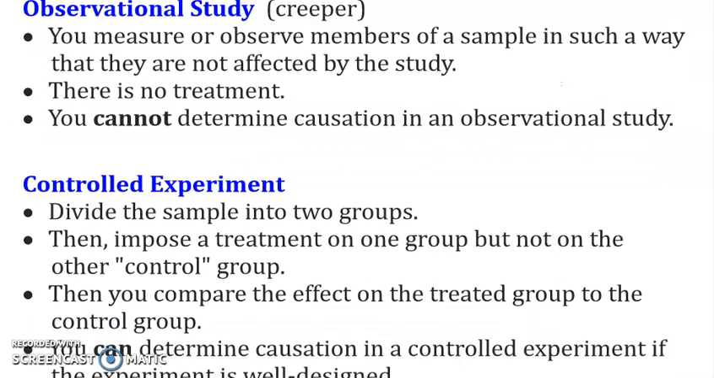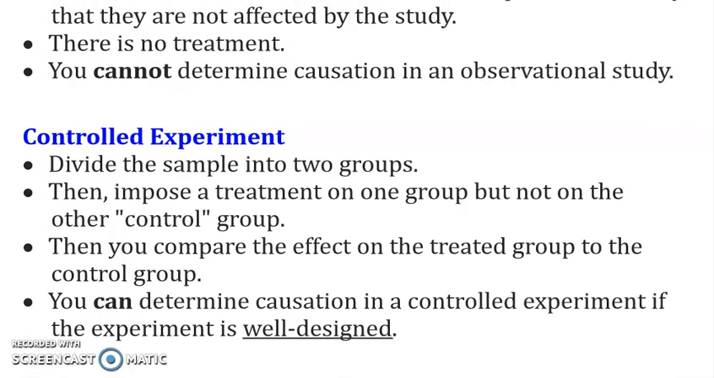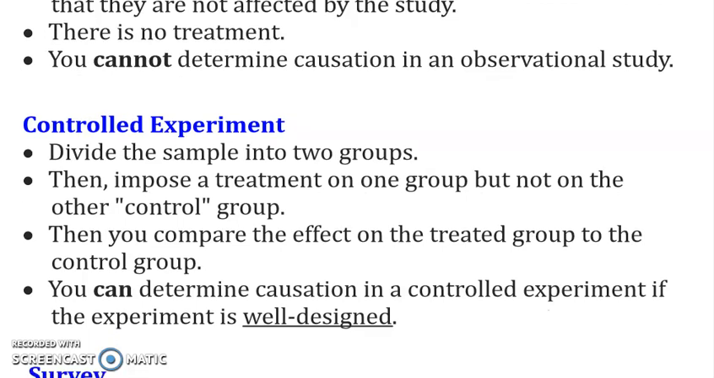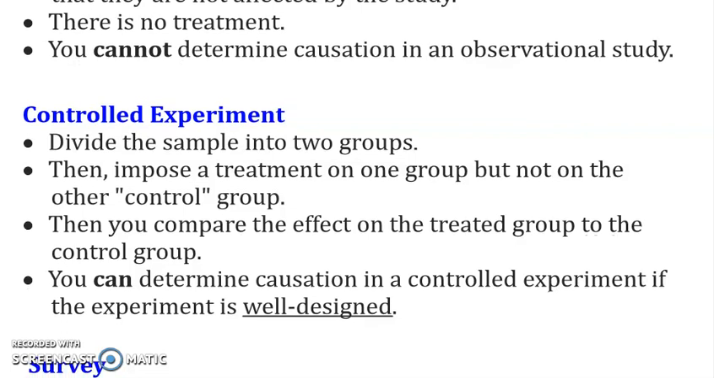Next is a controlled experiment. A controlled experiment is when you have two different groups: a control group and an experimental group. You're going to give the experimental group some sort of treatment. Maybe it's an advantage of some sort, maybe it's a disadvantage. The control group gets nothing. Sometimes if this is medication related, they'll give the control group what's called a placebo, which is kind of like a fake medicine, and the experimental group gets the actual medicine. Then you're going to compare the effects from one group to the other.